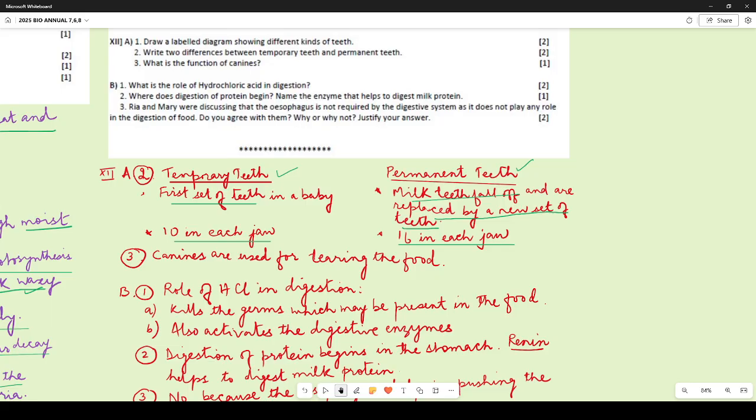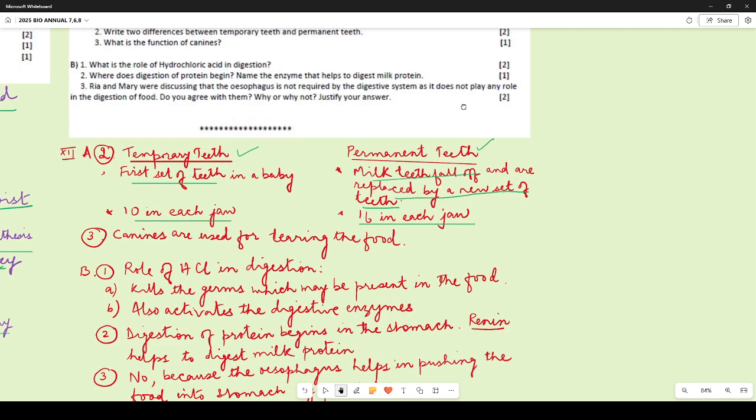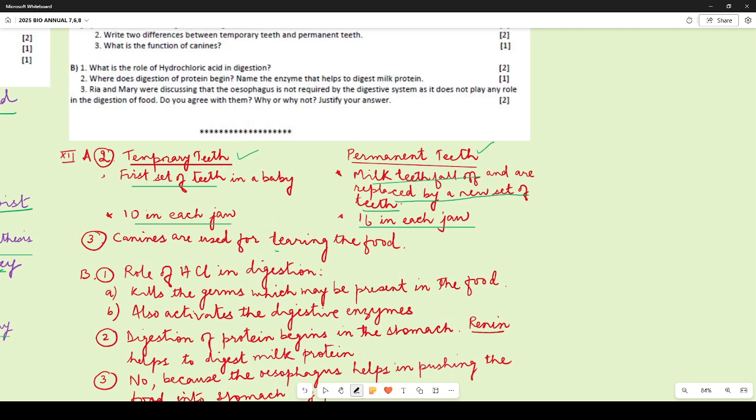What is the function of canines? So you know the types of teeth. Incisors are for biting, canines are for tearing the food. So you see animals, the flesh eating animals, they have pointed canines, right? The long pointed teeth at the side in carnivores, those are canines.